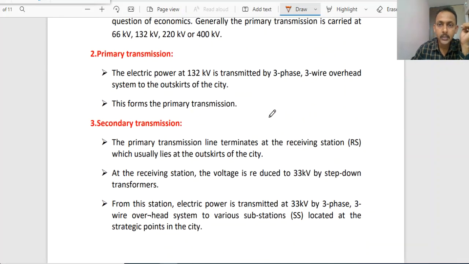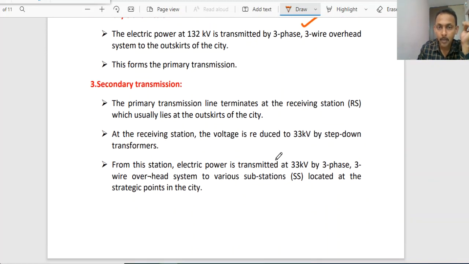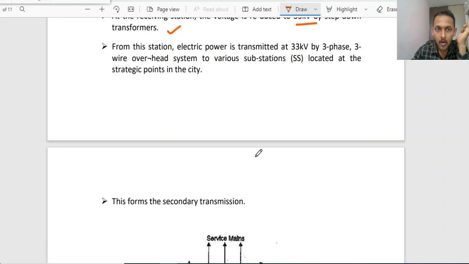So dear students, this 132 kV is transmitted by the 3-phase 3-wire overhead system. Now the secondary transmission is the part which terminates at the receiving station, which will also be at the outskirts of the city, and now the voltage will be reduced to 33 kV by the step down transformers. That part comes under the secondary transmission.